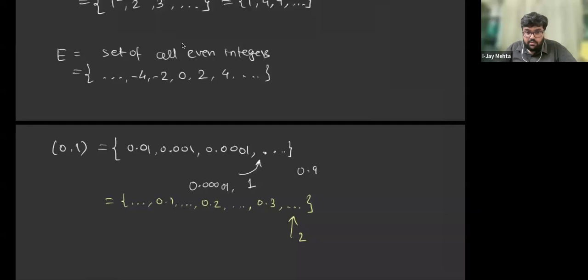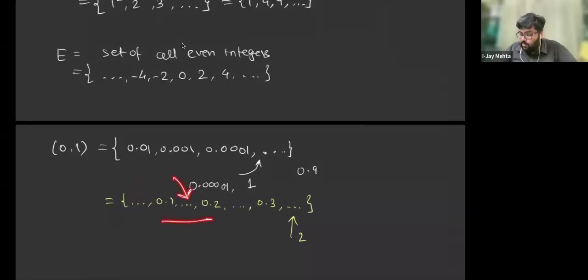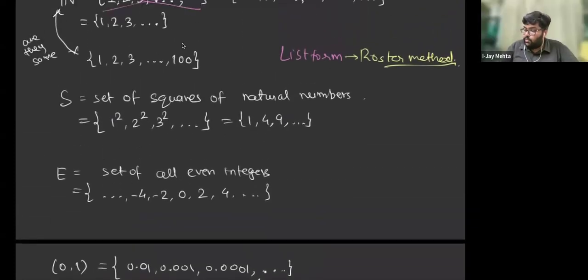What about 0.11? Where will that come? How? I don't know how many numbers. 0.11 will be between 0.1 and 0.2. I know it will be in between, but how do I know whether it is taken or not? Just writing like this, 0.1 dot dot dot 0.2, do you know how many numbers are here? Is it a finite set, an infinite set, or how many numbers are there? Is it a way to write like this? No, sir. So that's the thing, that we cannot use the roster method.